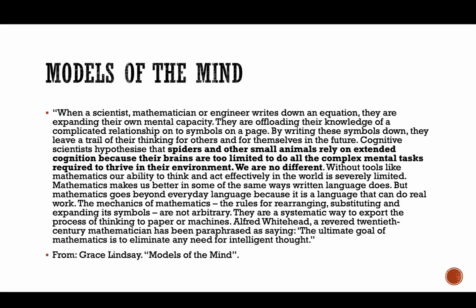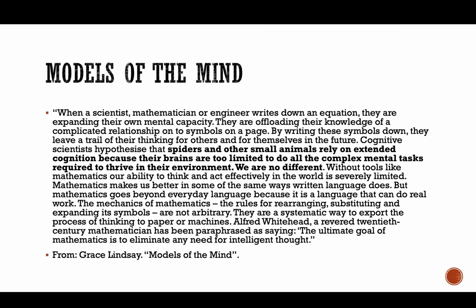And now we get to cognitive modeling. When a scientist, mathematician, or engineer writes down an equation, they are expanding their own mental capacity. They are offloading their knowledge of a complicated relationship onto symbols on a page. By writing these symbols down, they leave a trail of their thinking for others and for themselves in the future.